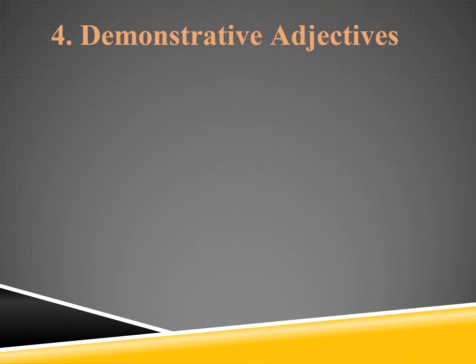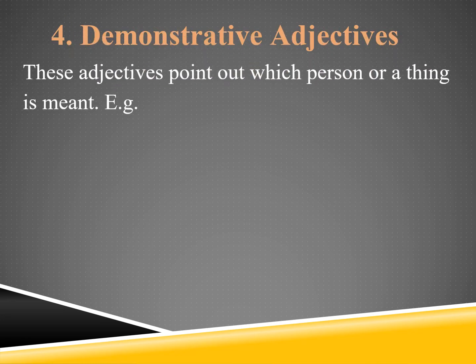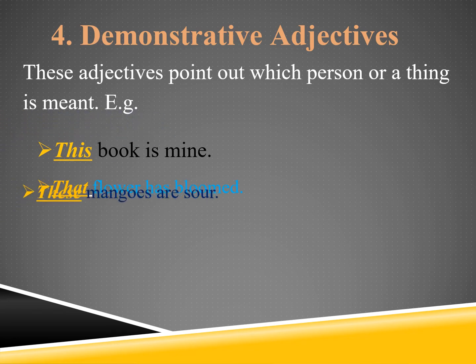Well, the fourth type of adjective is demonstrative adjectives. These adjectives point out which person or thing is meant. For example, this book is mine. So the word this is a demonstrative adjective in this sentence because it points out towards the book which is mine. That flower has bloomed. The word that is a demonstrative adjective.